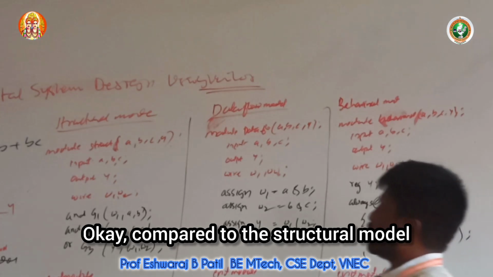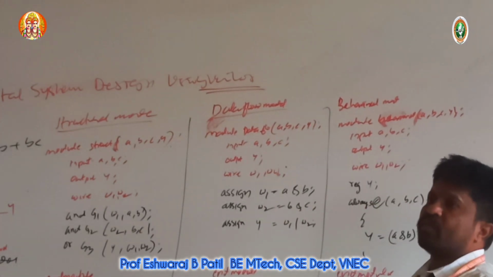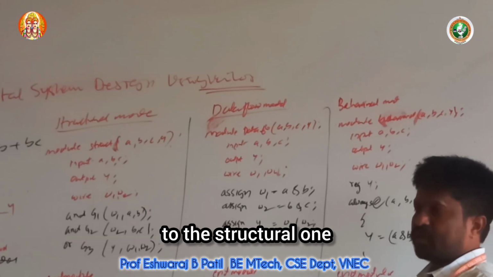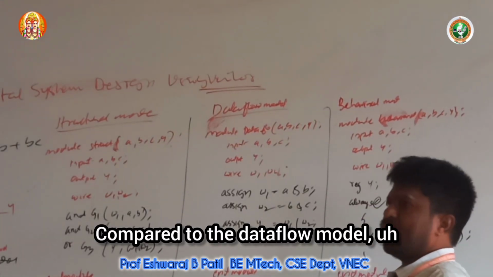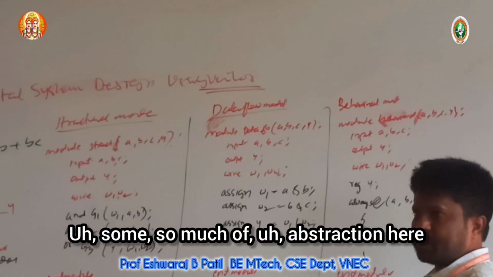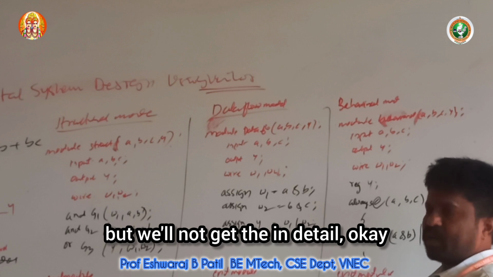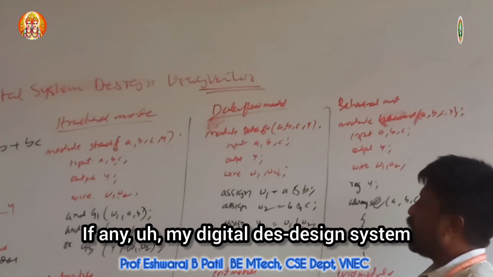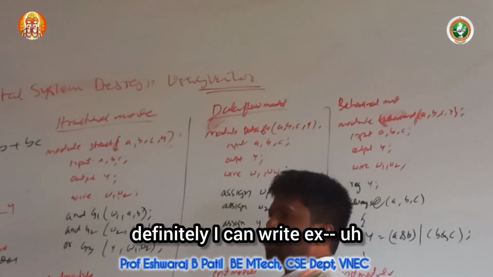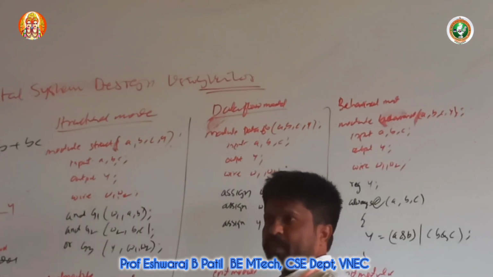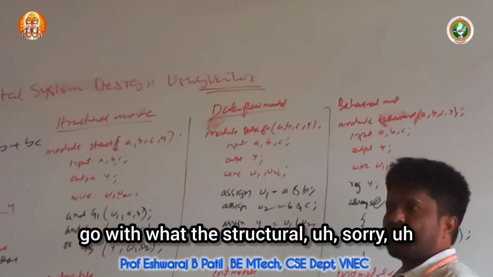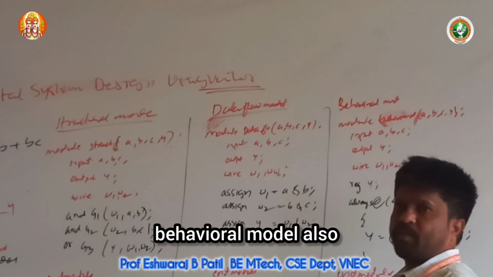Compared to the structural model, the behavioral model has more abstraction. Compared to the data flow model, the behavioral model also has so much abstraction. Abstraction is nothing but not getting the details. If my digital design system is very simple, then I can definitely write the program in the structural model itself. If it's more complex, then I will go with the data flow model, and even the behavioral model.